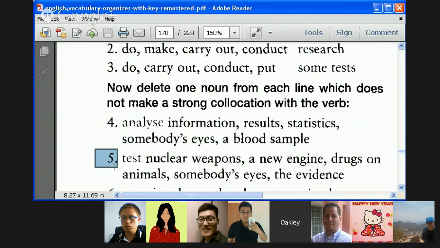Next one, Ruben. Test is the verb. What can you test and not test? This one may be a trick. Go ahead.